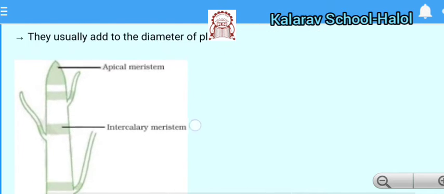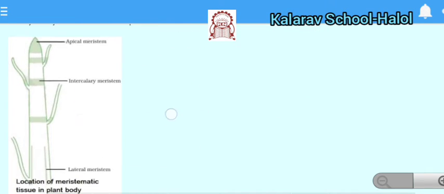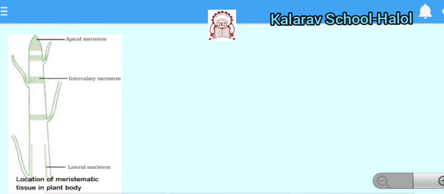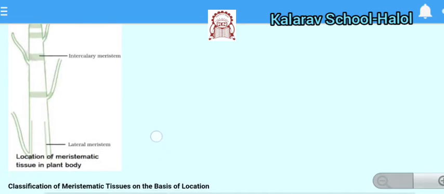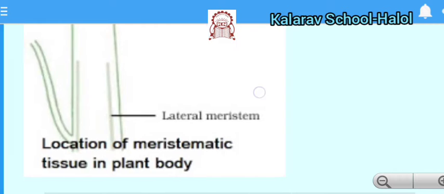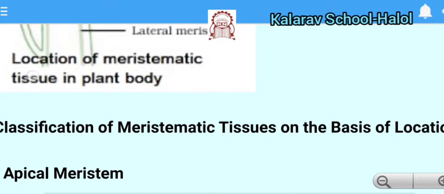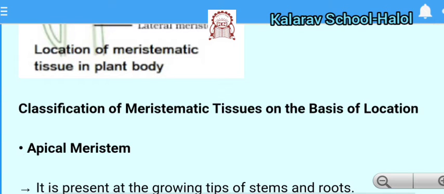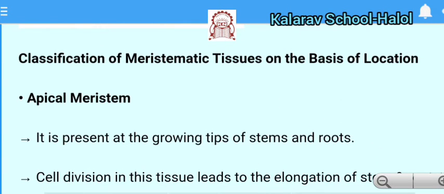Here is a structure of meristematic tissue. It is seen. So this is the location of meristematic tissue in plant body. So here the upper part is apical meristem, the center is intercalary meristem, and the last is lateral meristem. So it is the meristematic tissue in the plant body. So first we classified the meristematic tissue from their origin, from which they are obtained. Number 2 is classification of meristematic tissue on the basis of location.